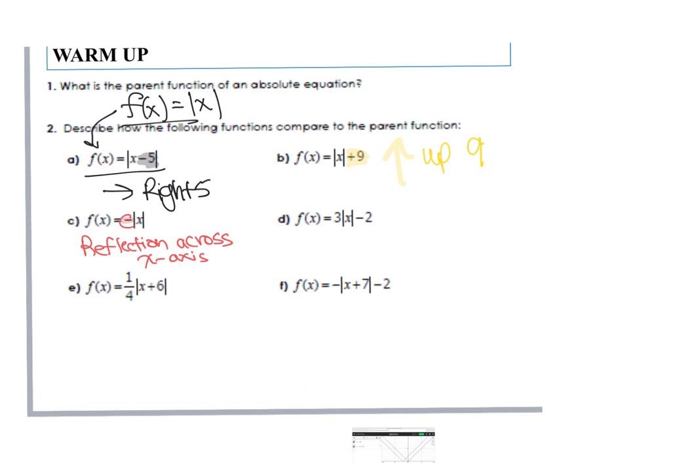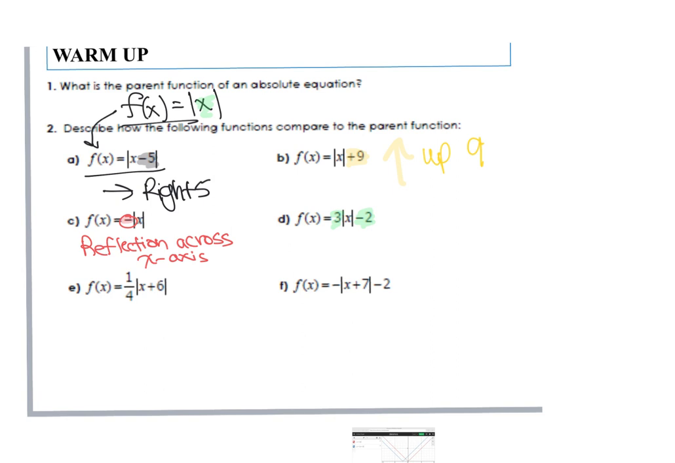Okay, so these negatives always turn things around. Now on part D, how have we changed from just being absolute value of x inside? Now we have 3 on the outside times the absolute value of x and then a minus 2. You can have more than one transformation.